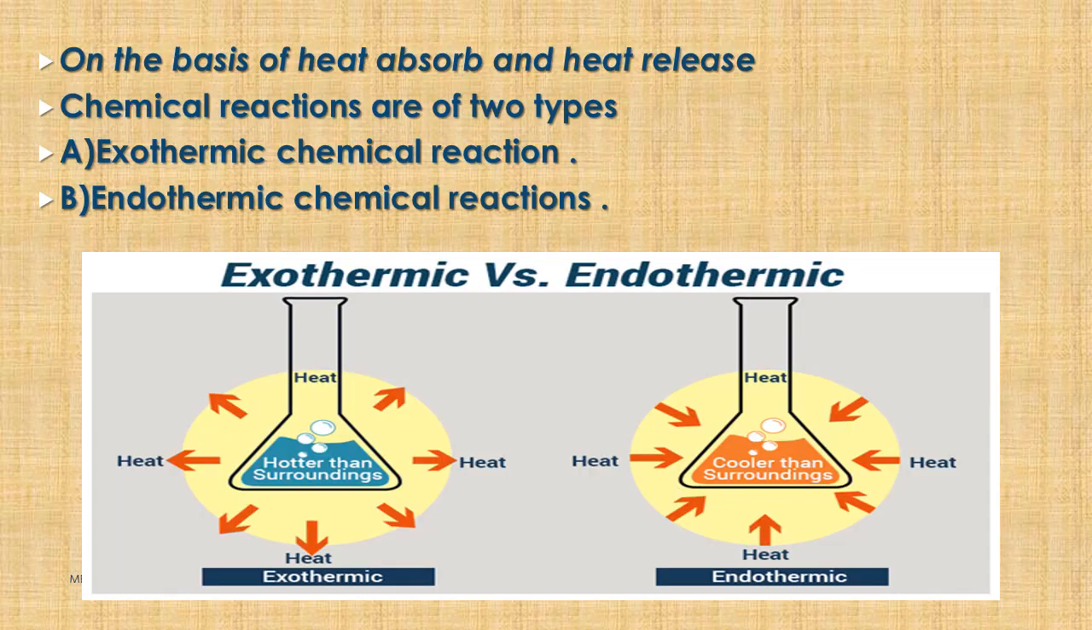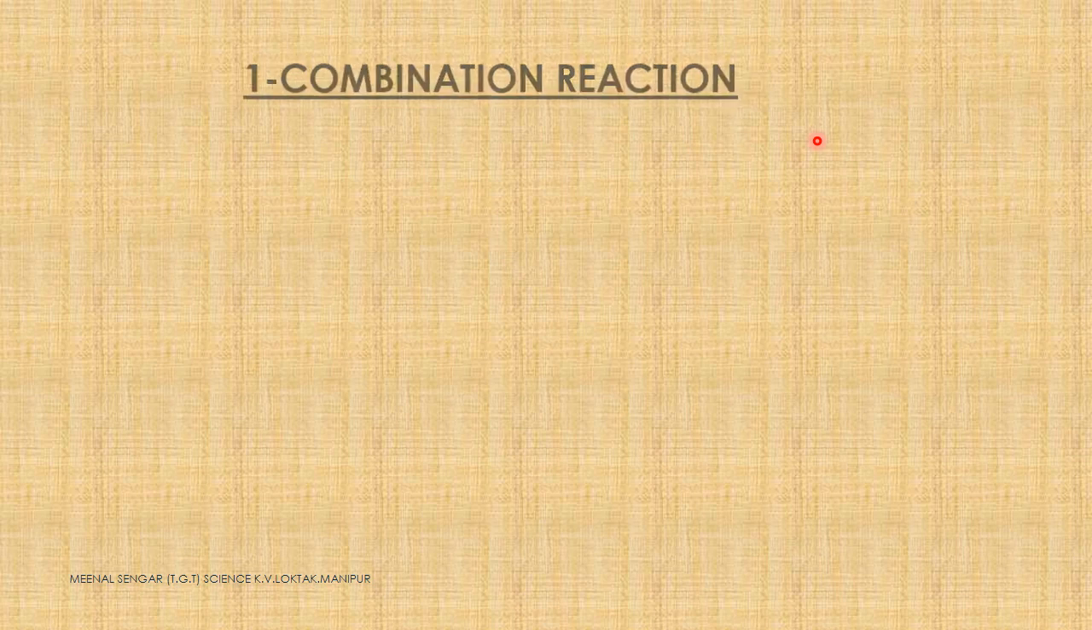Coming to the next topic, let's study in detail about combination reaction. As I told you earlier, what is a combination reaction? When two elements, or one element and one compound, or two compounds react together and form bonds and form a single product, then it is known as a combination reaction.